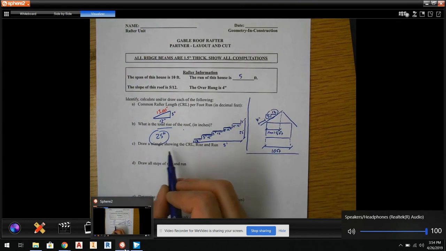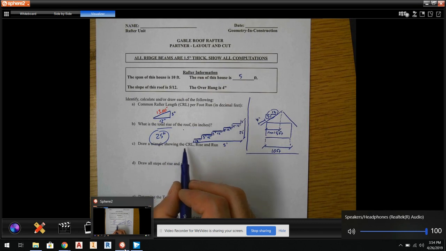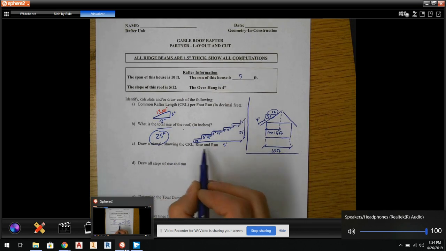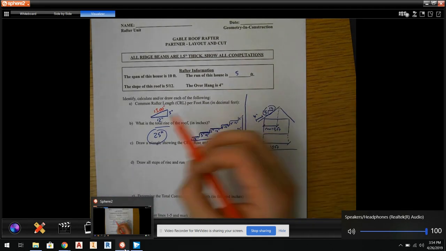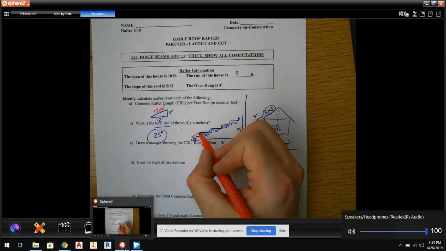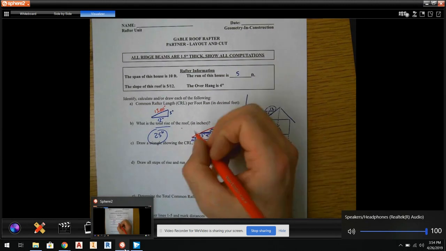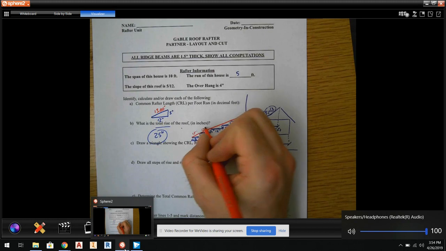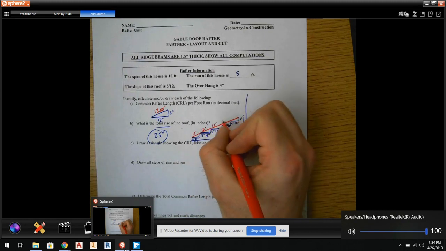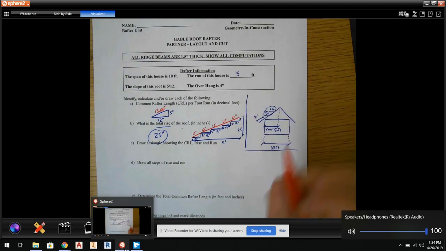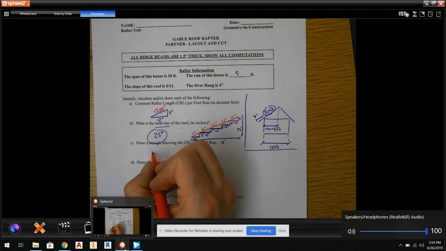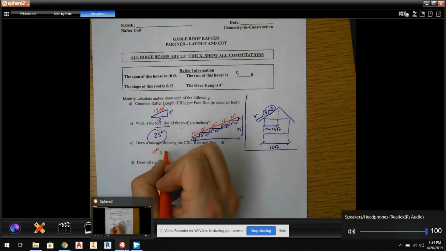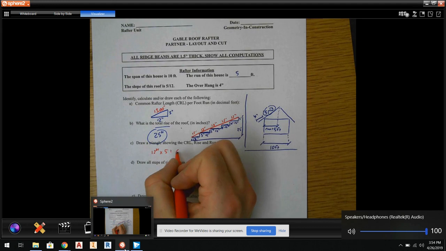So we're looking for the common rafter length, the rise and the run. I'm not looking for it per foot of run now. I'm looking for the common rafter length. That is this whole length right here. Remember, that's 13 inches for each one of these. And so if I were to do 13 inches times 5, we would get 65 inches.